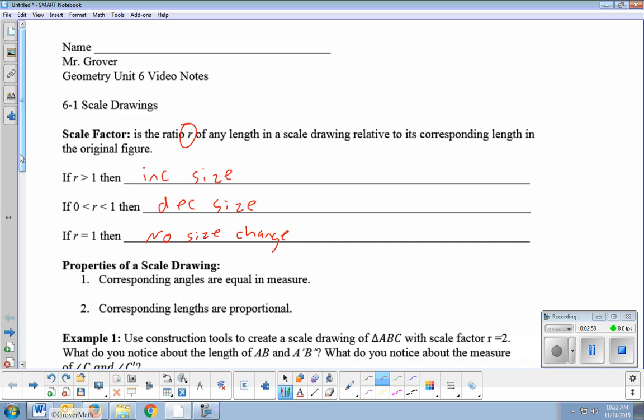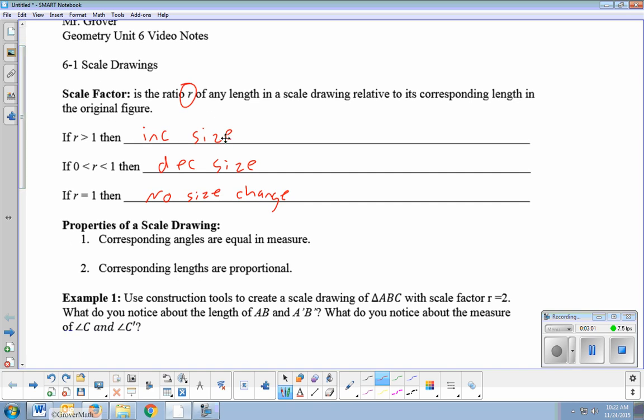So the properties. We obviously know that the side lengths will change, but corresponding angles in measure do not. Corresponding angles are equal in measure. Corresponding angles are still congruent. So we still have all the angles congruent when I do a scale drawing or a dilation. But the lengths are obviously not the same size. If I make something twice the size, then the lengths are not the same.